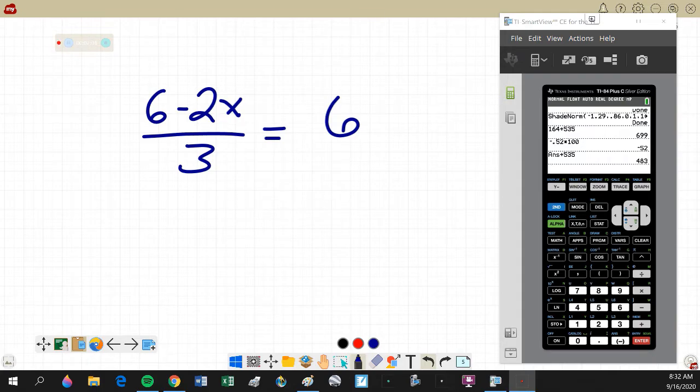So, look at the x. Which one of those numbers hits the x first? The 2. So that's step 1. What hits the x second? So this is step 2, and this is step 3. So to solve this, I need to undo step 3, and then undo step 2, and undo step 1. How do I undo divide by 3? Multiply by 3.